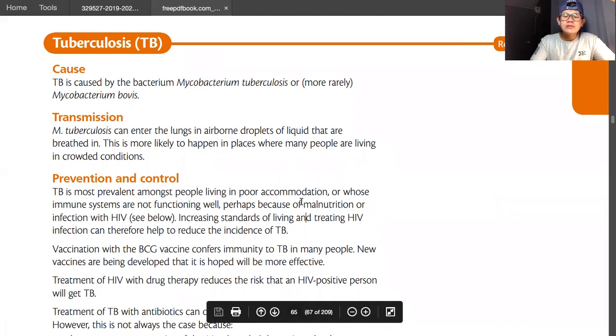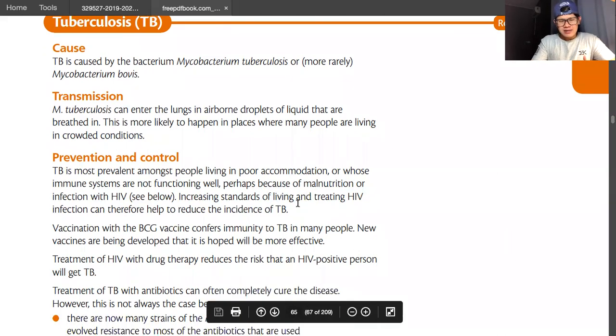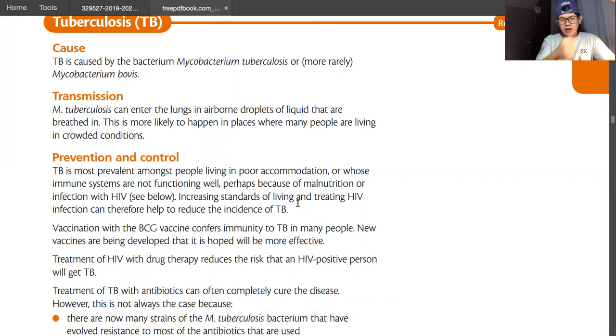Okay, and there are actually vaccines which you can take in order to confer immunity for TB. Okay, so certain vaccines that you can use in order to prevent you from getting TB. But this type of vaccine, of course, takes time to develop. Okay, and not everyone will actually have access to this vaccination anyway.